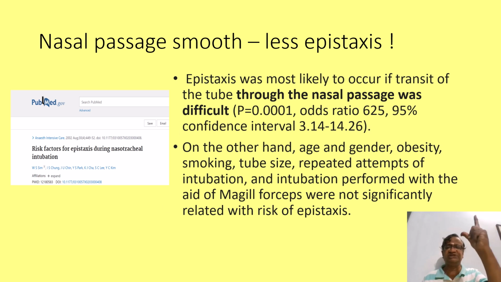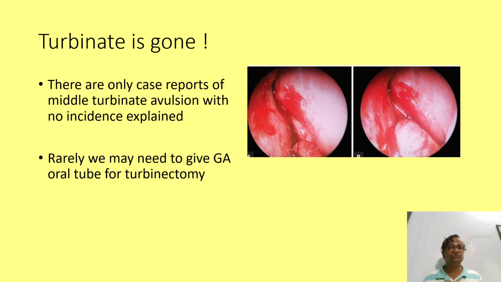Age, gender, obesity, smoking, and repeated attempts are not significantly associated. There are few cases of middle turbinate avulsion. Rarely we need to give GA for an oral tube and get a turbinectomy done, and then start your original procedures.